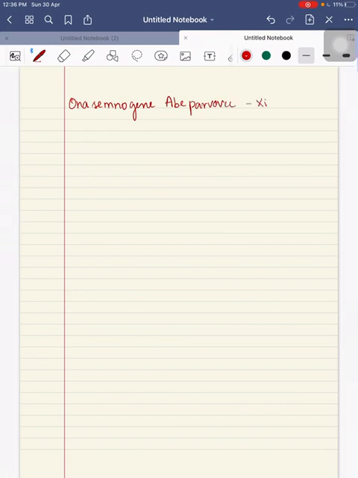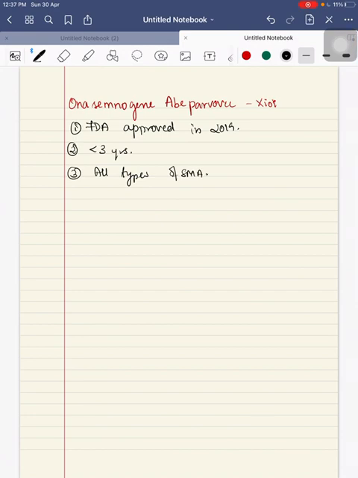Next we will see about Onasemnogene Abbvie. Okay, so this is an FDA approved one in 2019. It is mainly approved for the children before 3 years of age. This drug is used for the children less than 3 years of age, and it can be used in all types of SMA.